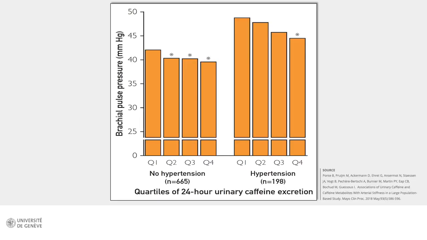Finally, this year, we were able to show that caffeine and the amount of caffeine excreted in the urine also reduce the stiffness of the arteries. The more stiff the arteries are, the more risk you have of cardiovascular events.